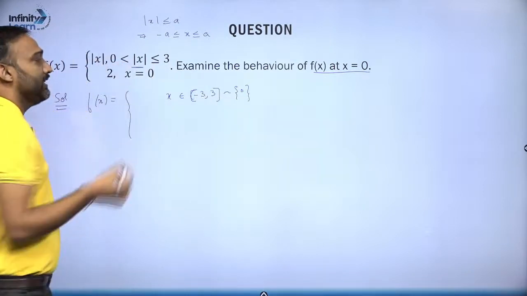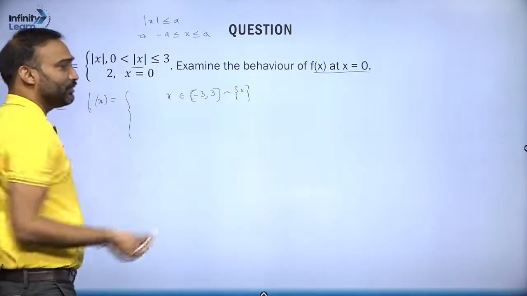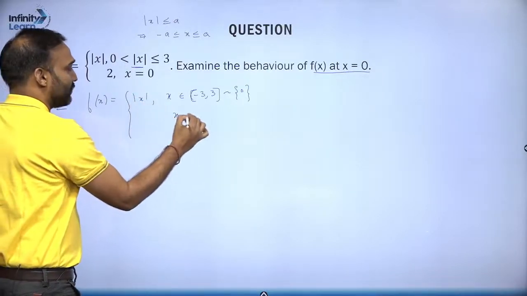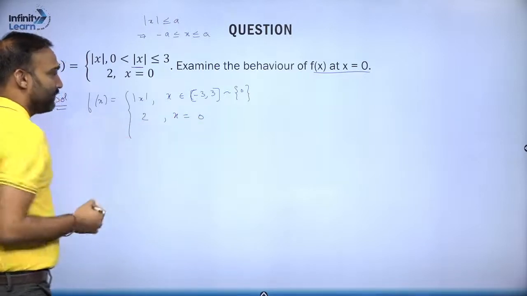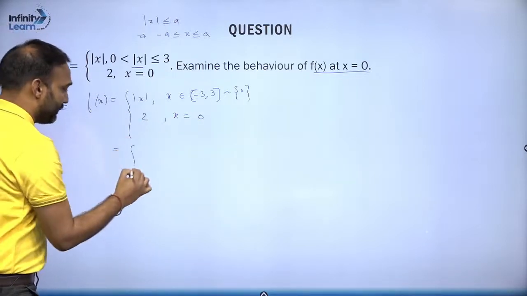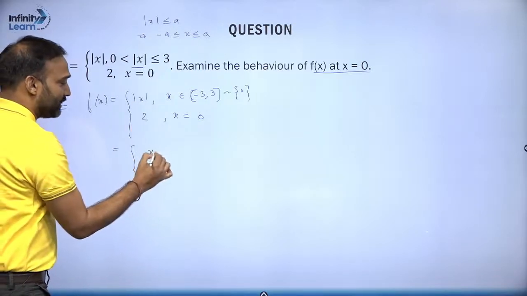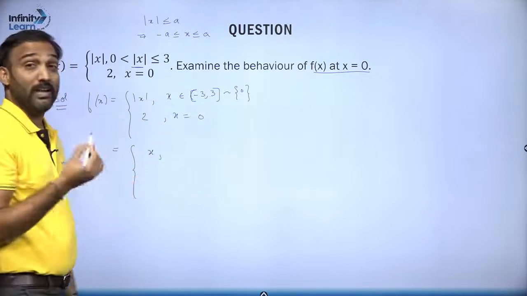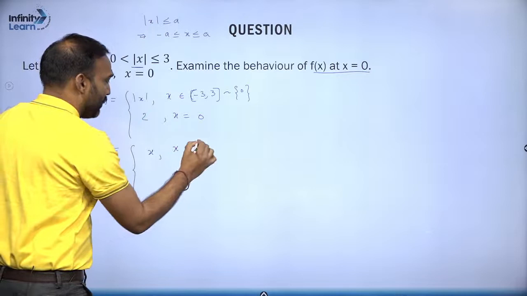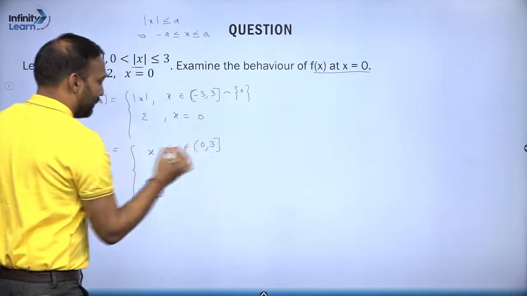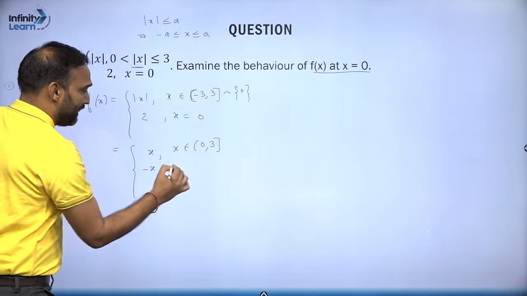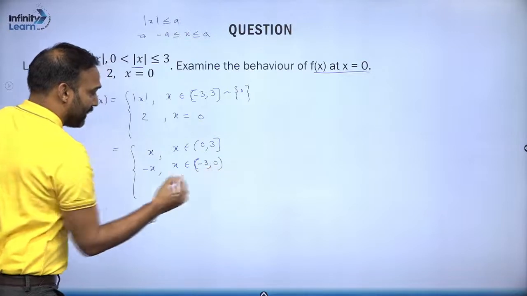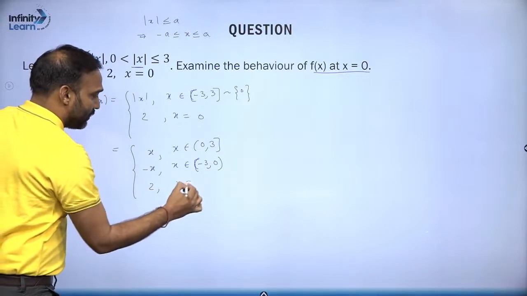If you see, there is no equality sign at 0. So, when x belongs to minus 3 to 3 except 0, my function would be mod x, and for x equal to 0, the value is 2. Now, I can further simplify this. Mod x will be equal to x whenever x is positive. So, when will your x be positive? If you observe the range, it is minus 3 to 3. So, I can say when x belongs to 0 to 3 close bracket, this is x, and mod x will be minus x when x is negative. So, from minus 3 close bracket to 0 open bracket, and this is 2 when x is equal to 0.